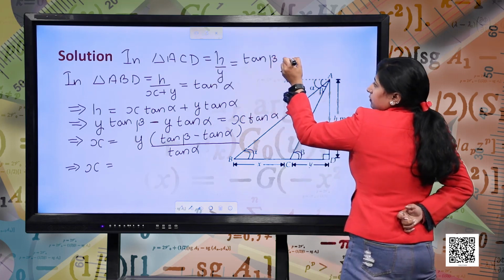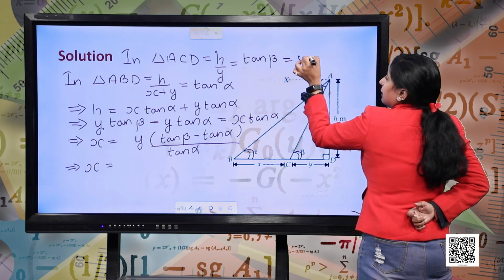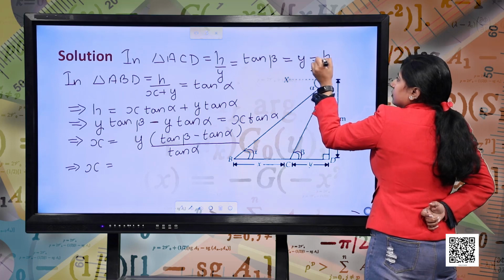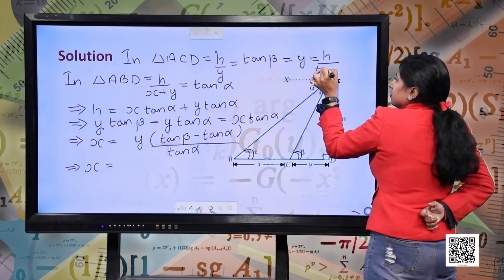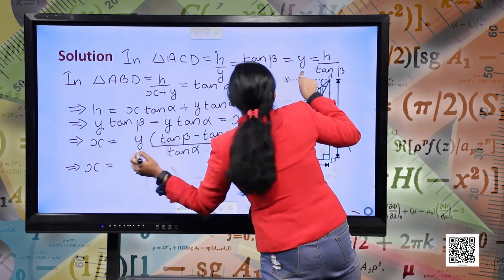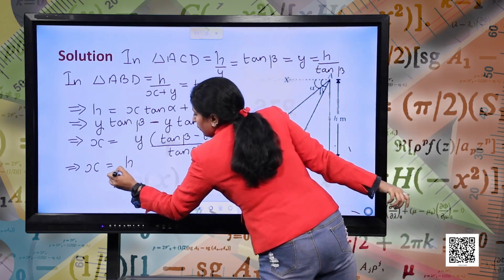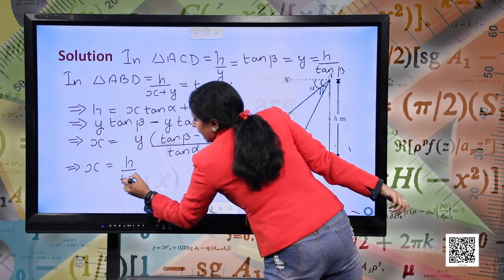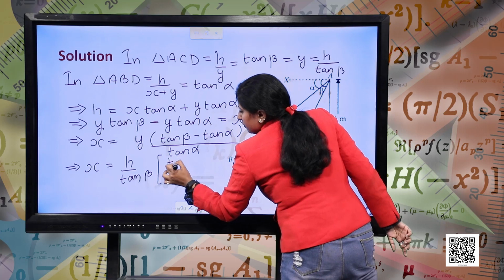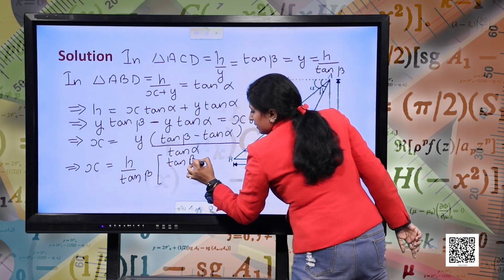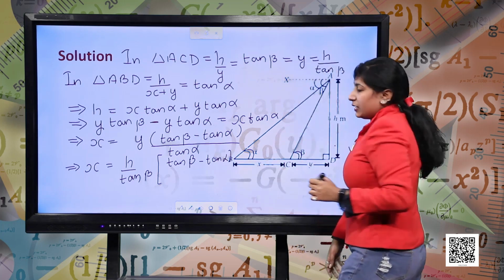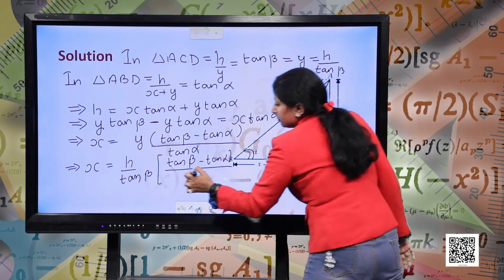So if h is equal to y tan beta, then we know, see, value of y becomes h upon tan beta. Okay, so you use this and put it here, h upon tan beta, and here we have tan beta minus tan alpha, and in denominator we have tan alpha.